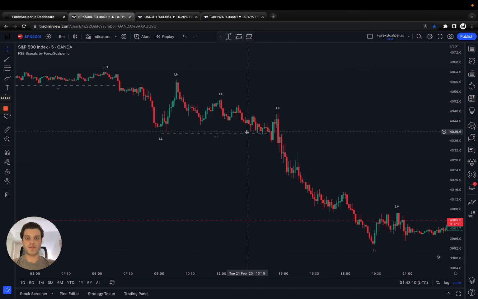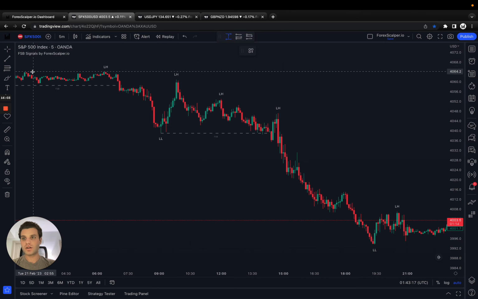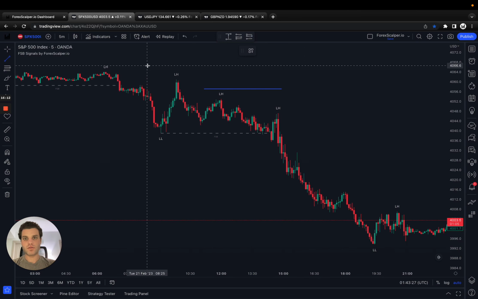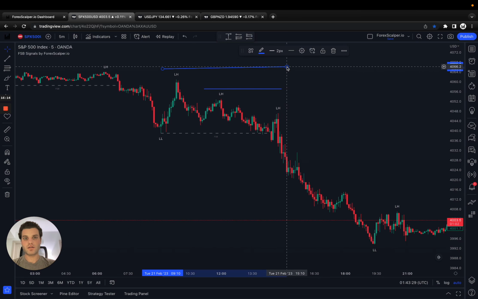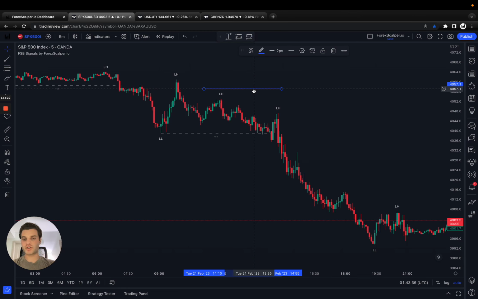Confirm. Now, when this breakdown down here, you would have probably put your stops above. So you'd probably put your stops either above this lower high here or above this lower high here. So you always want to put your stops above or below an important structure point. Aim for 1 to 2 risk reward, 1 to 3. Whatever suits your risk appetite the best.